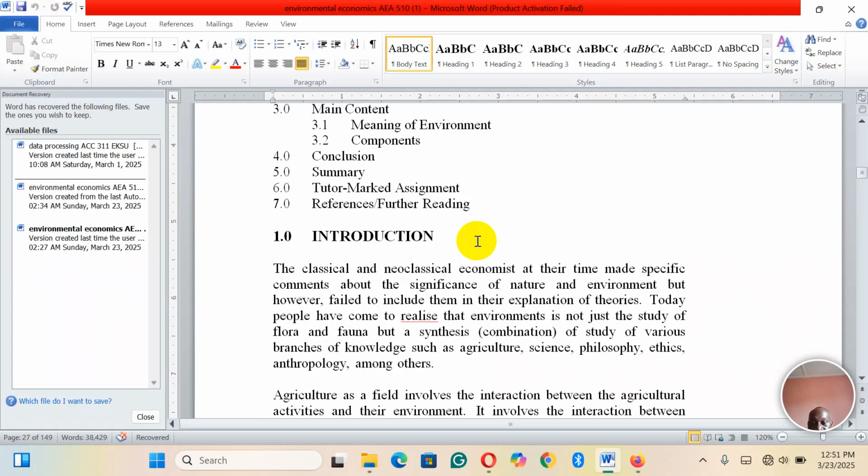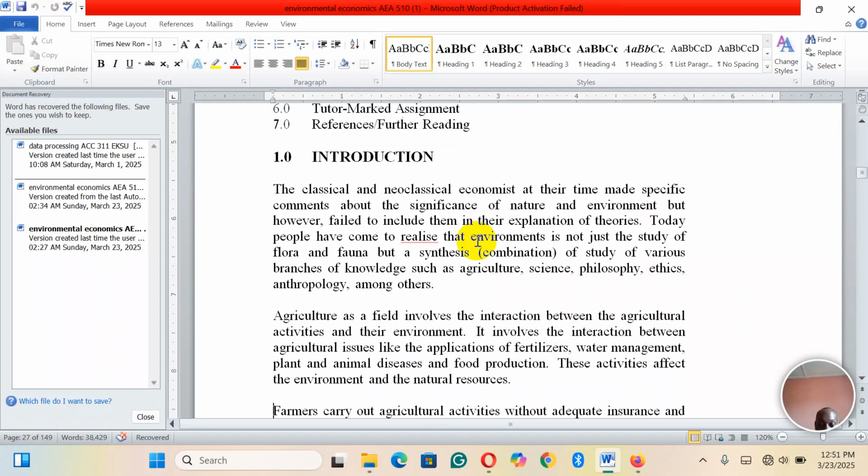So today, people have come to realize that environment is not just the study of flora and fauna, but a synthesis, a combination of the study of various branches of knowledge such as agriculture, science, philosophy, ethics, anthropology, amongst others. So agriculture as a field involves the interaction between agricultural activities and the environment.